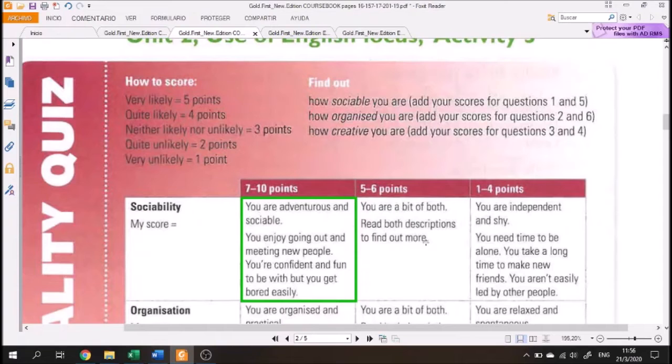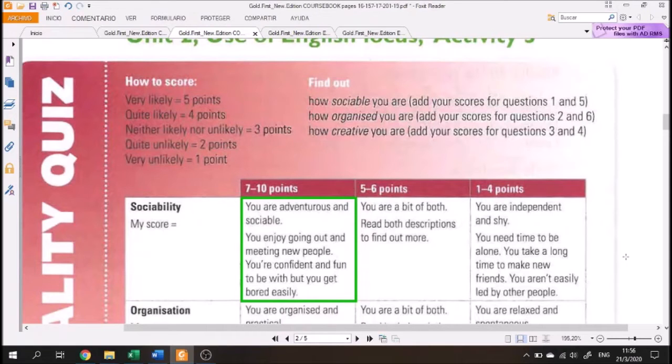What about you? How much did you get for sociability? So for sociability, you add the scores for questions 1 and 5. And here you have how much each answer is worth. So tell me in the chat if you agree with what you get. Do you feel identified? Does the description represent you?